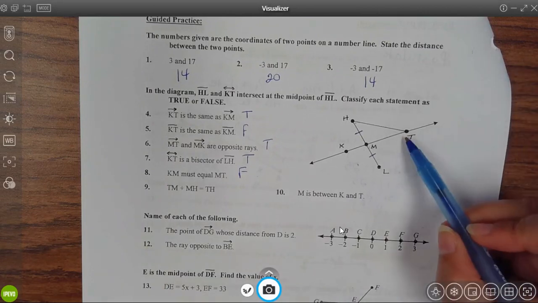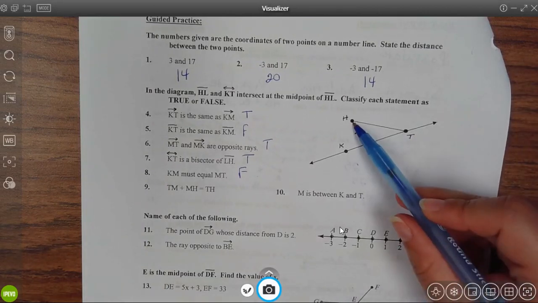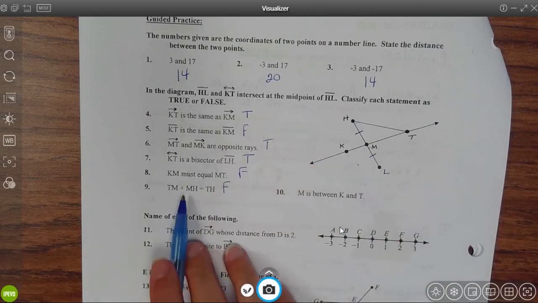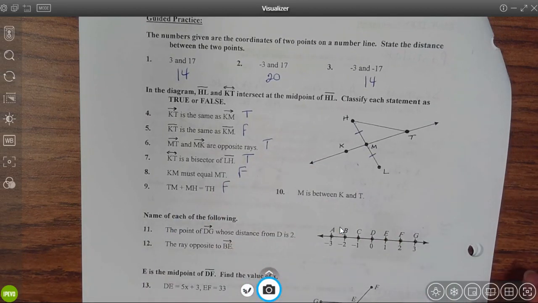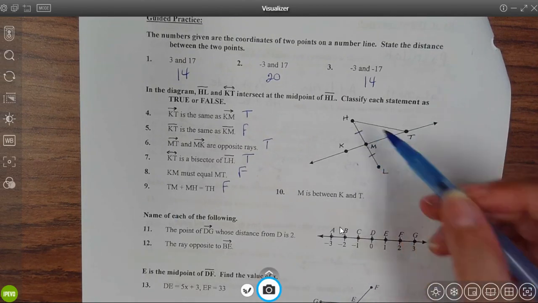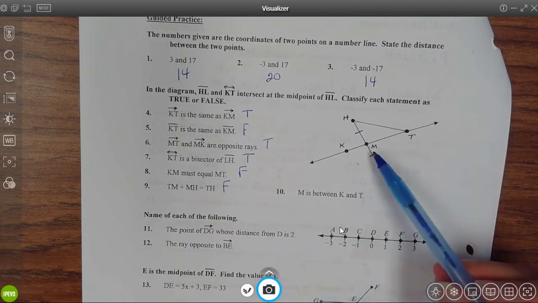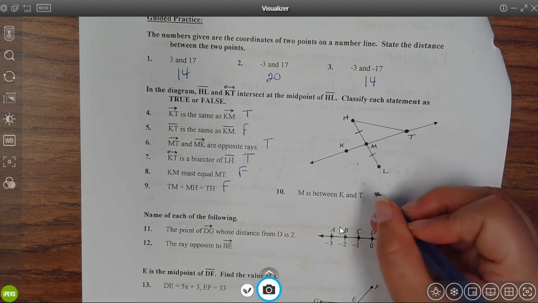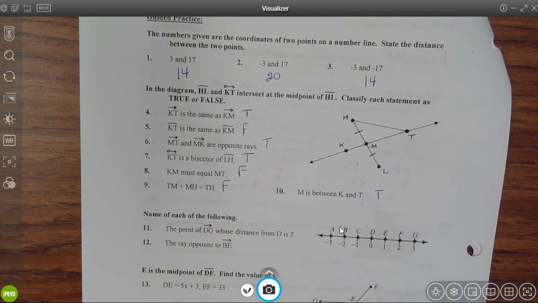Number 9, if you add TM plus MH, that equals TH. That is false. This looks like it might be the segment addition postulate, but segment addition has to be on one straight segment. Does not curve like this one. And number 10, point M is between points K and T. That is true. They're all on the same line.